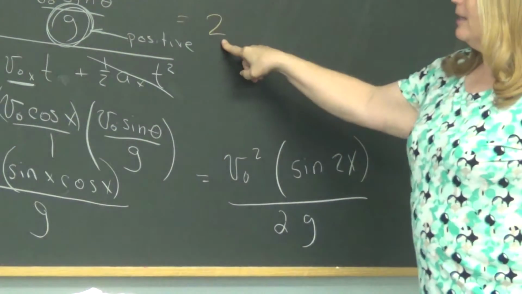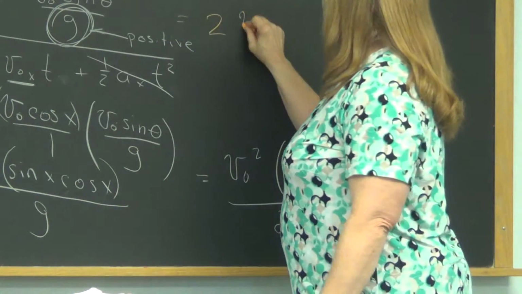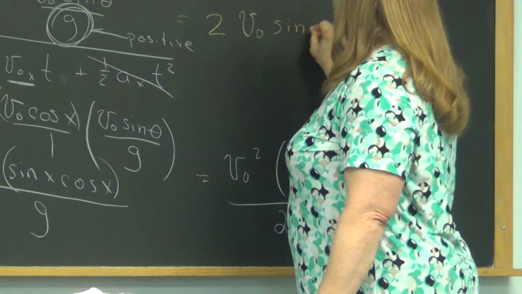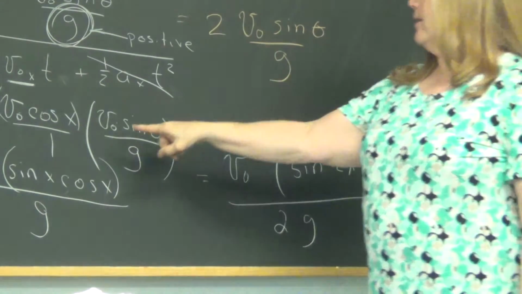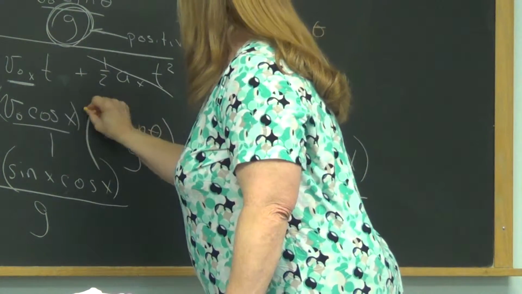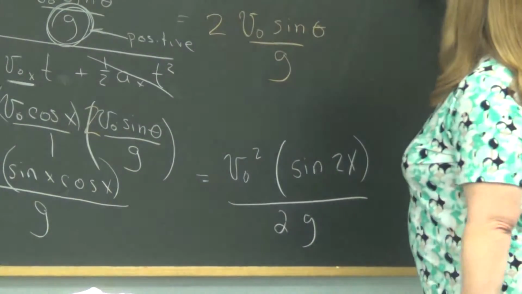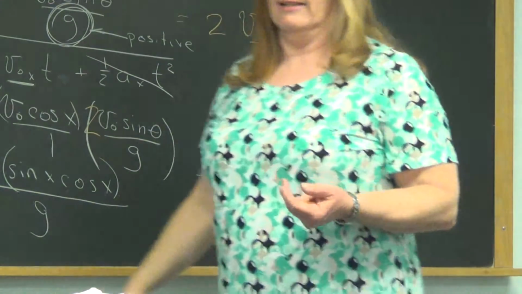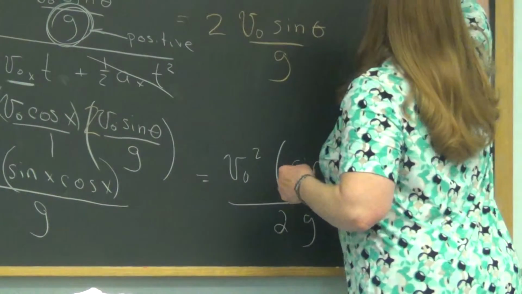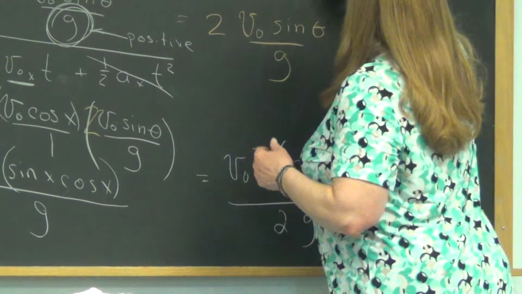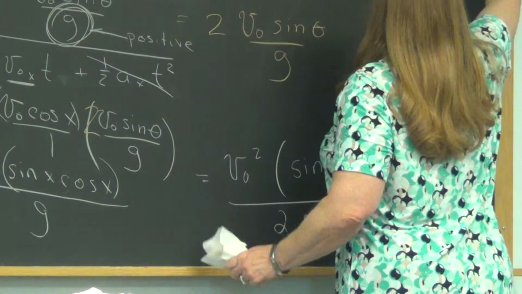Alright, so let's double this. We get 2 v sub o sine theta over g. So that 2 appears when we plugged in time here. So now we don't have to do this. What's g? The acceleration due to gravity.